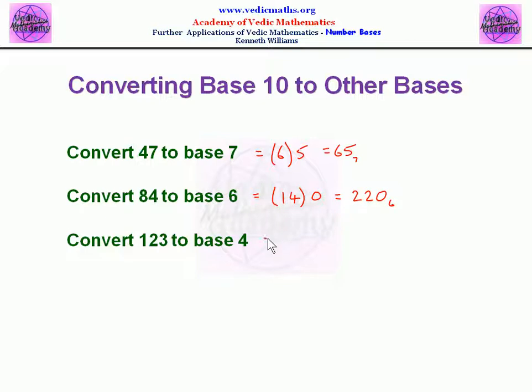Convert 1234 to base 4. We're dividing by 4. 4 into 123 is 30, remainder 3. Now we divide 4 into 30, we get 7, remainder 2. 3 goes on the end. The 7 needs to be dealt with as well, and that's outside the limit of 4, so we're going to divide 4 into 7, which is 1, remainder 3. So 1, 3, 2, 3, base 4.